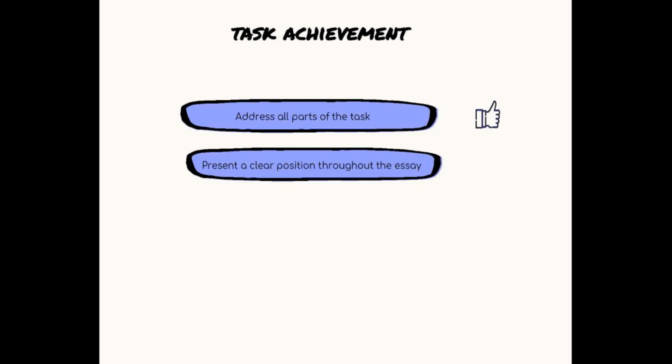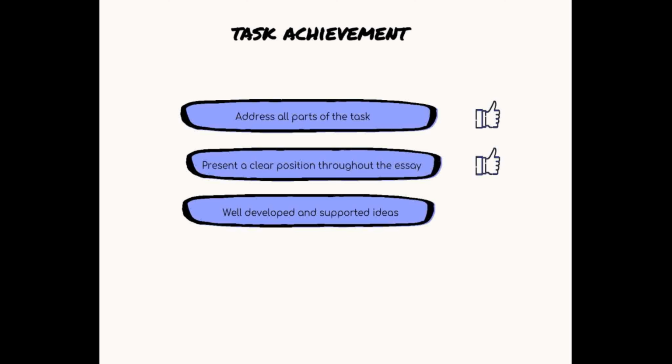Second is present a clear position throughout the essay. Now, this one is specifically for those prompts where an opinion is asked for. You see, many students follow a partially agree approach and continue that throughout their essay. It's not incorrect, but at times it gets difficult for the examiner to determine the flow of your essay. So, better follow a fixed position throughout the essay and mention why you support it or why you don't support it. That comes to our third point, that is, you need to have well developed and supported ideas.